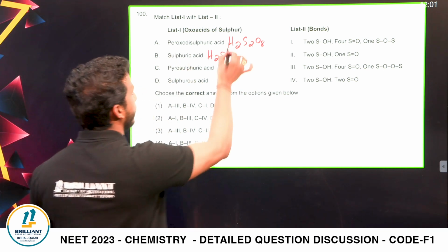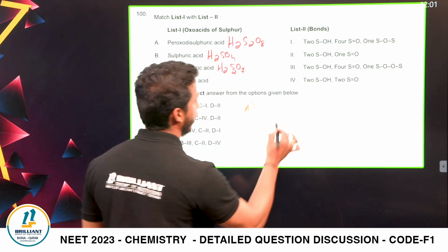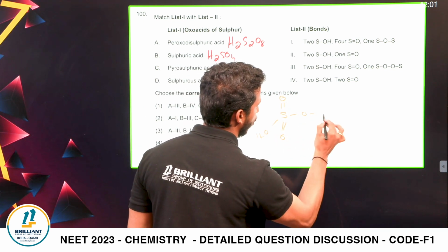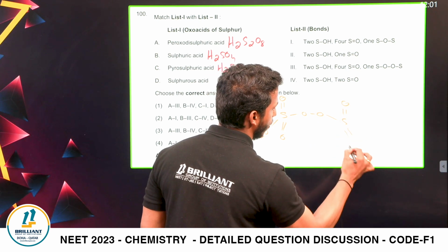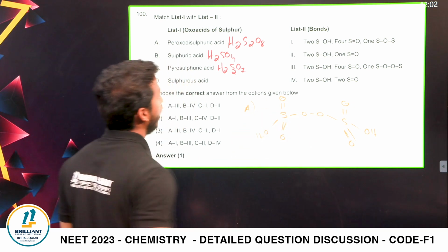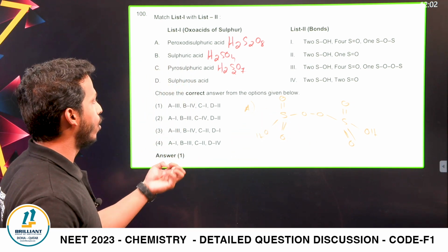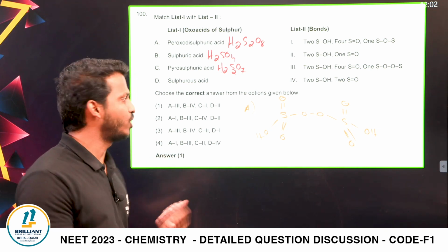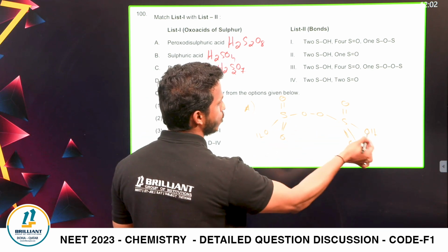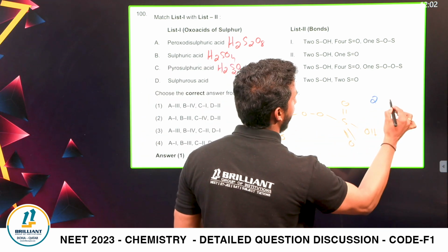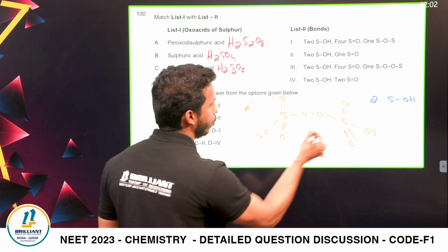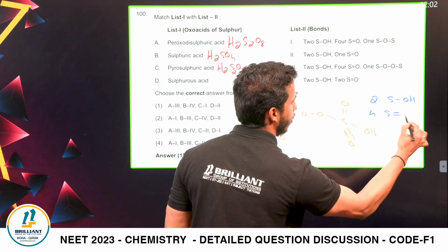What is the structure? Peroxo, option A structure I'm just drawing here. S double bond O, OH, then OO, and S double bond O, OH. This is the structure of peroxodisulfuric acid, right? Whether you know the structure or not, that's what they're checking. How many S-OH bonds are there? S-OH 1, S-OH 2. So there are 2 S-OH bonds. How many S double bond O bonds? 1, 2, 3, 4. There are 4 S double bond O bonds.